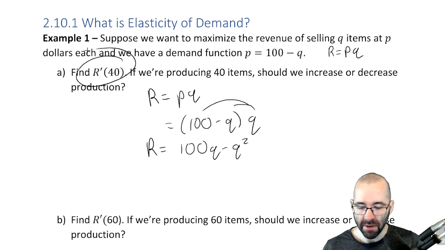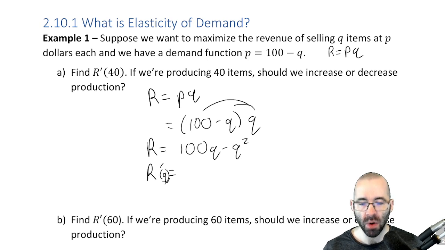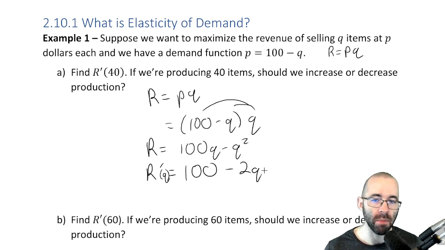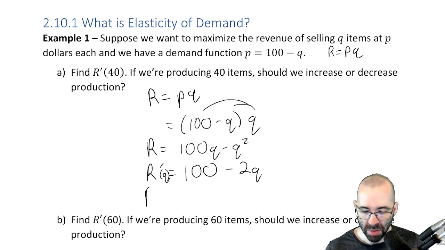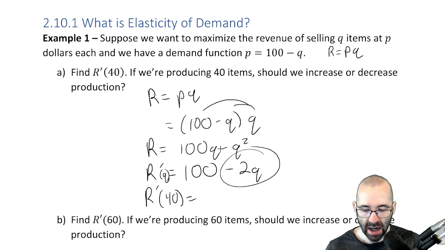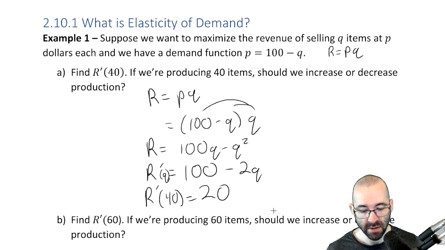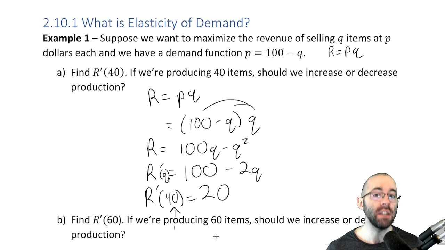And we need to find the derivative. So we take the derivative using the power rule. We could write this as R prime, or we could be more official and write R prime of Q, and get 100 minus 2Q as our marginal revenue function. Now, we need to find out what happens when we plug in 40. When we plug in 40, this becomes an 80, and we're going to get 20 over here. In other words, at a production level of 40 items, each additional item will give us about 20 extra dollars.